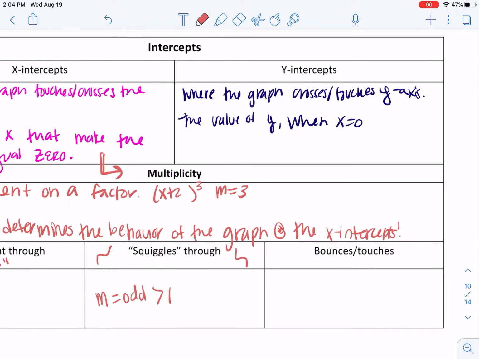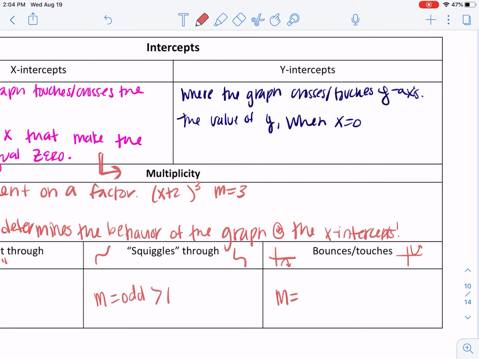The last one then is when it bounces or touches. So it comes up, it hits it, and it turns around. Or it comes from the other direction, hits it, and turns around again. So that's what we mean here. And this is when your m is even. Another way to think about this one is the x-intercept is a turning point. So that's really what we mean by bouncing and touching, is that your x-intercept is a turning point.